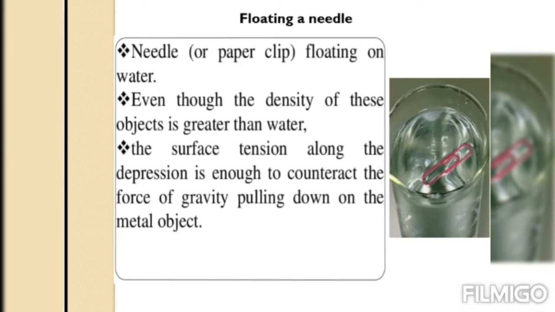Next, some objects float on the water. Here, a needle or paper clip is floating on the water. Some objects float on the surface of water even though they are denser than water, because the surface tension along the depression is enough to counteract the force of gravity pulling down on the metal object.